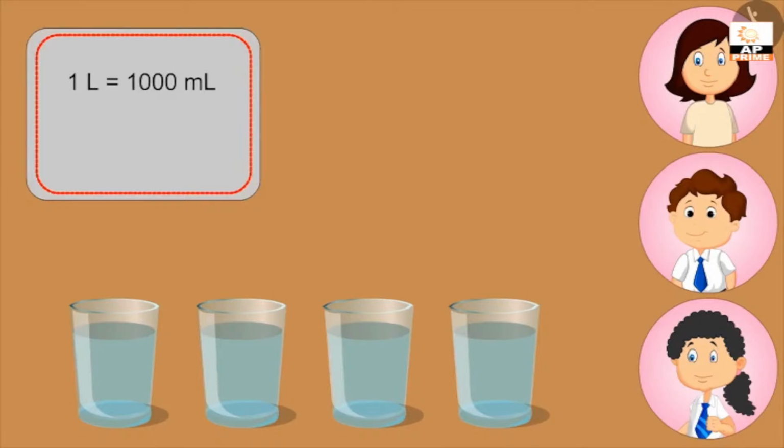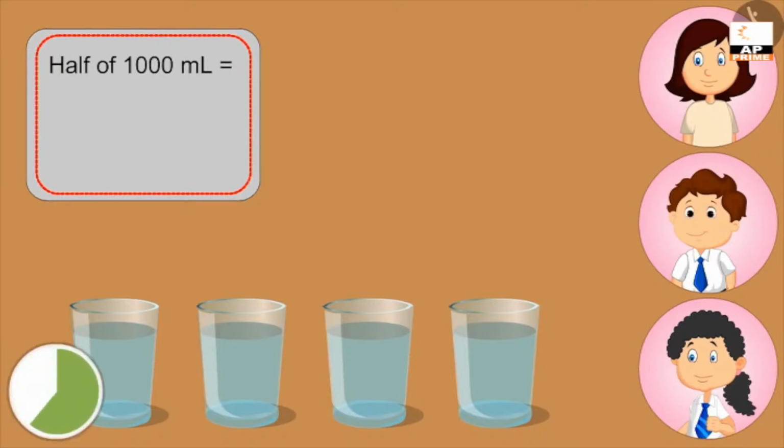1000 milliliters. Correct. Now if I fill these 2 glasses, then how much lemonade will be left in the jug? Half the jug is still full. What is the half of a liter? Kids, you can pause the video and think about the answer. 500 ml. This means 2 glasses contain 500 ml of lemonade.